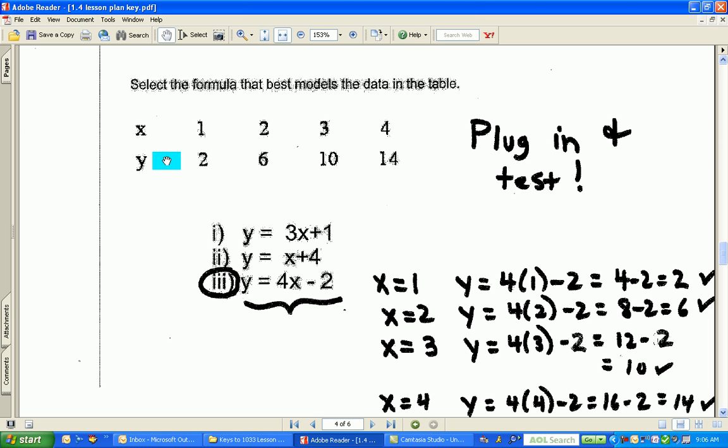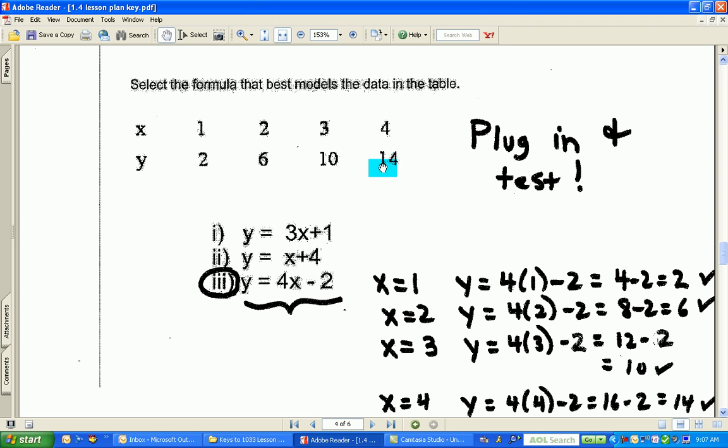Now, what you're really looking at here is a set of ordered pairs. X is the input and Y is the output. So when you look at X is 1, that means Y should be 2 since it's directly under it. So the ordered pair 1, 2 should make whatever formula we choose as our answer work. Likewise, the ordered pair 2, 6 should work. Likewise, the ordered pair 3, 10 should work. Likewise, the ordered pair 4, 14 should work.